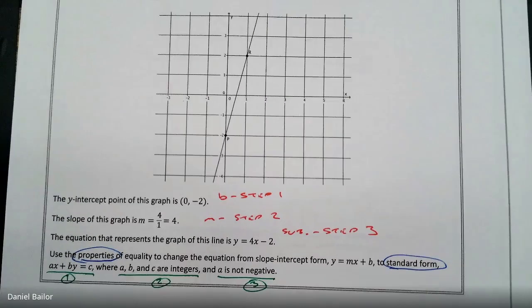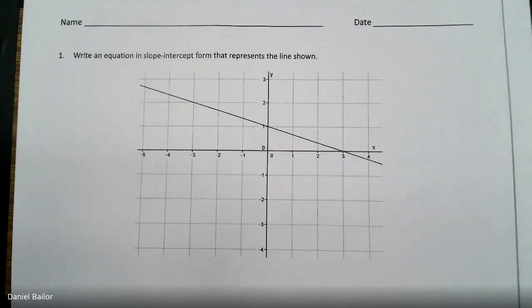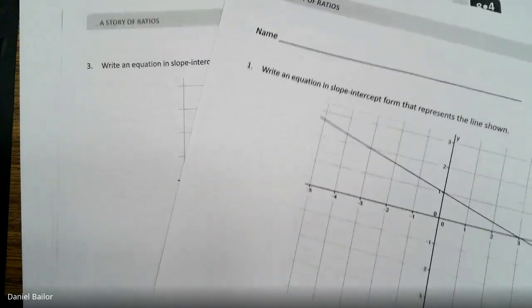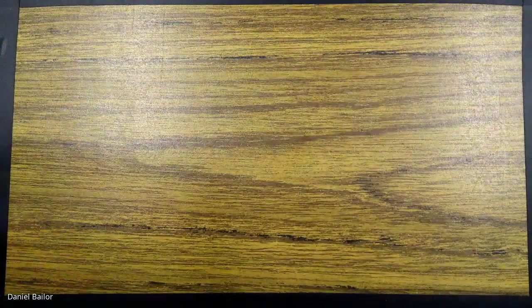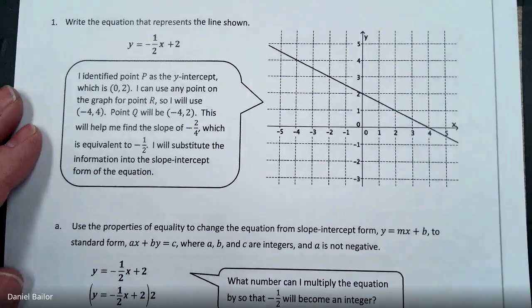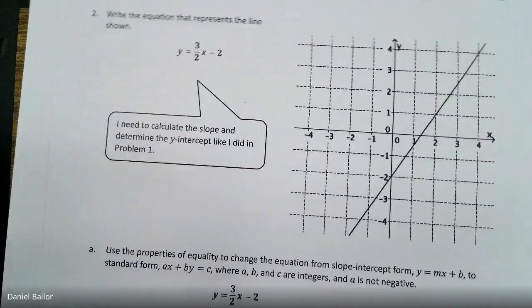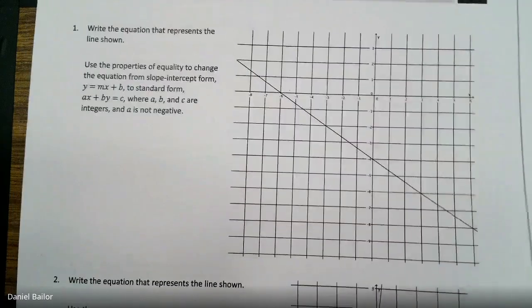Let's look at what you're going to be working on. Page 247 is your exit ticket, which you're going to do last. So let's shuffle that to the back. And your exit ticket is actually two pages, so take both of them, put them to the back. Homework helper, if you want another couple examples of what you're doing today, look at the homework helper on page 249 and page 250. But if you think you have an understanding of what you're supposed to be doing, your problem set starts on page 251.